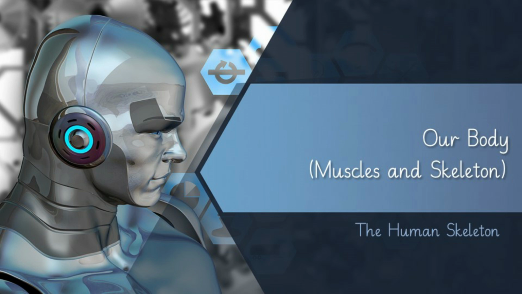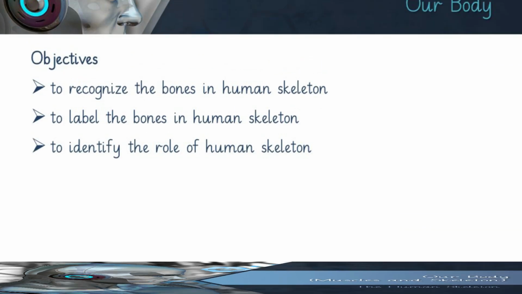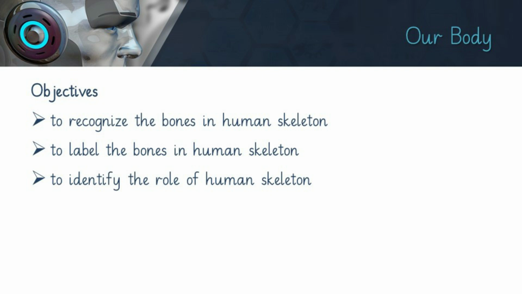The first chapter of our science textbook is Our Body, Muscles and Skeleton. And the topic for today's lesson is the human skeleton. Objectives for today's lesson are to recognize the bones in human skeleton, to label the bones in human skeleton, to identify the role of human skeleton.